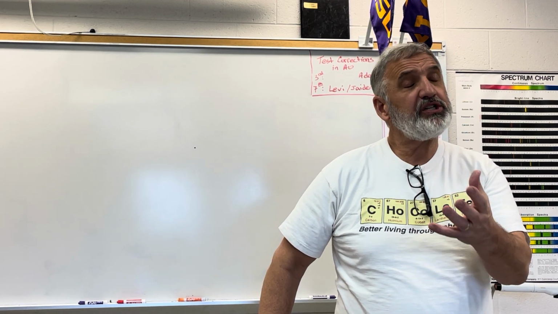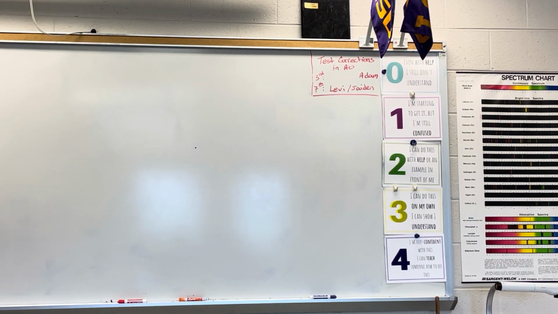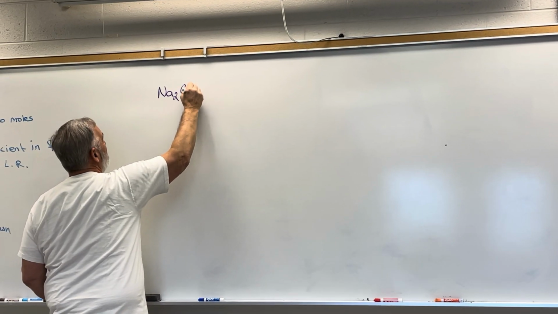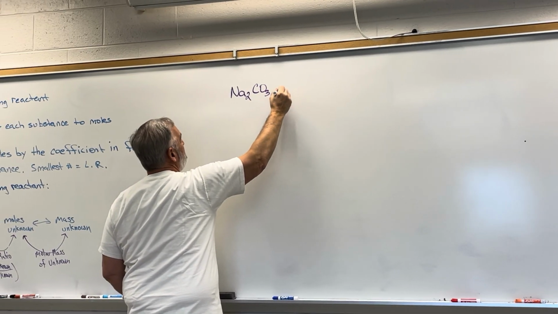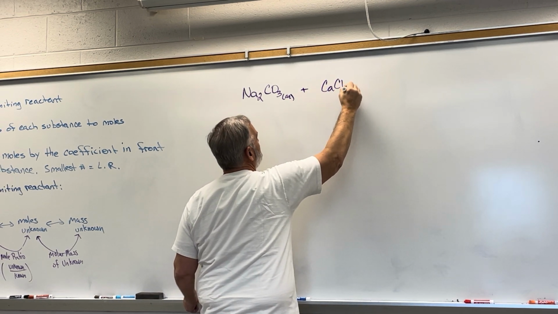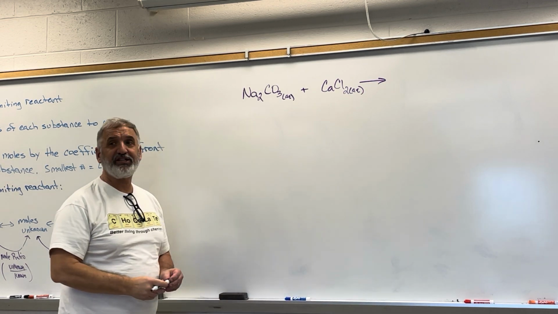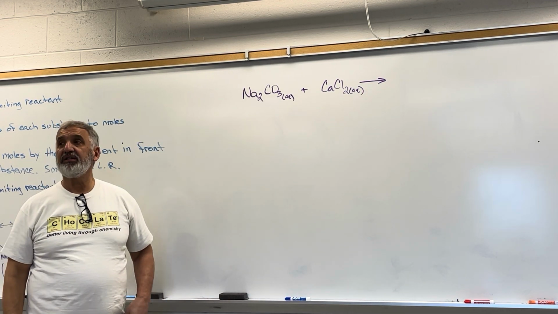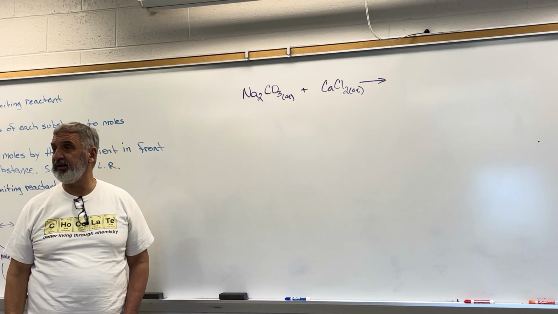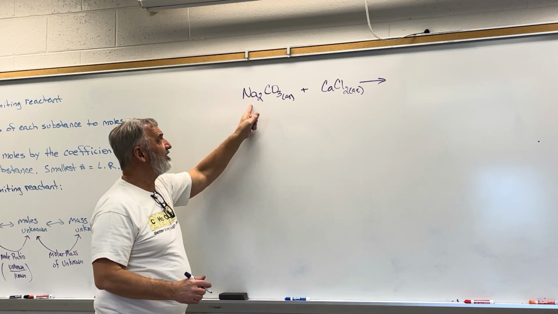Okay, what two things reacted? Na2CO3, aqueous, plus CaCl2, aqueous. So we've already learned what type of reaction this is. Double replacement. Okay? Compound plus a compound, so they're just going to swap. So what's my positive thing here? What's my negative thing here?